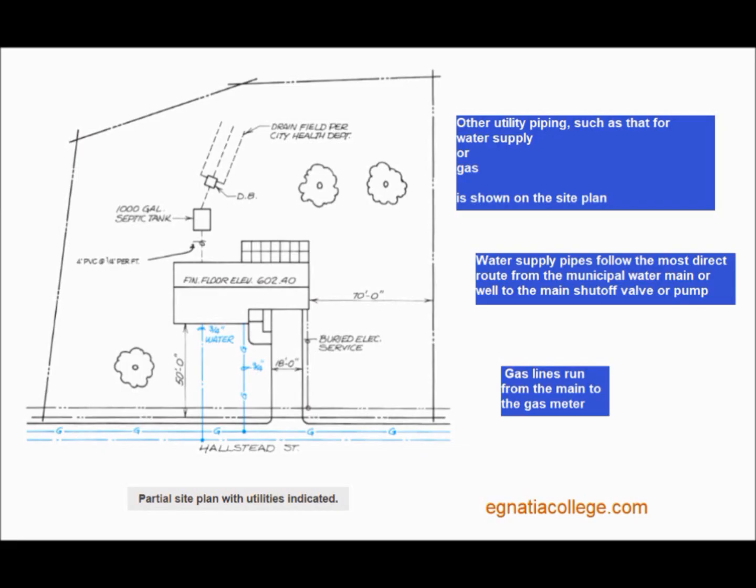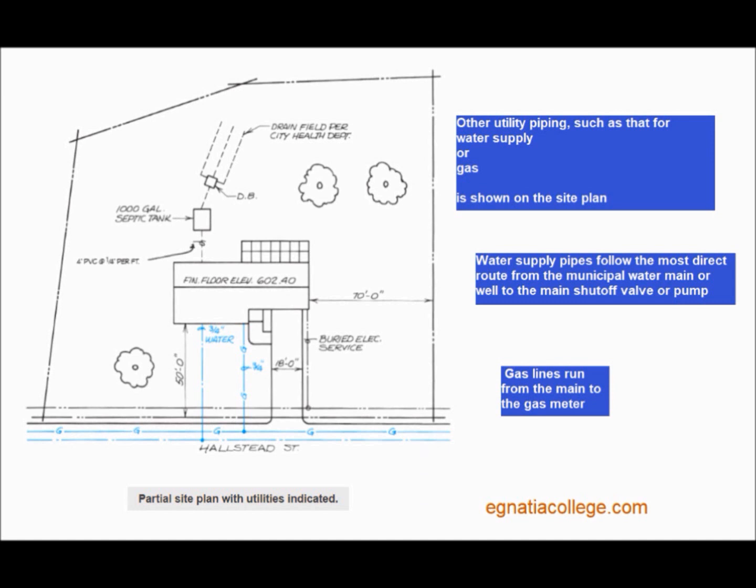Water supply pipes follow the most direct route from the municipal water main or well to the main shutoff valve or pump. Gas lines run from the main to the gas meter. All supply lines on the plot plan should be labeled according to type and size of piping.